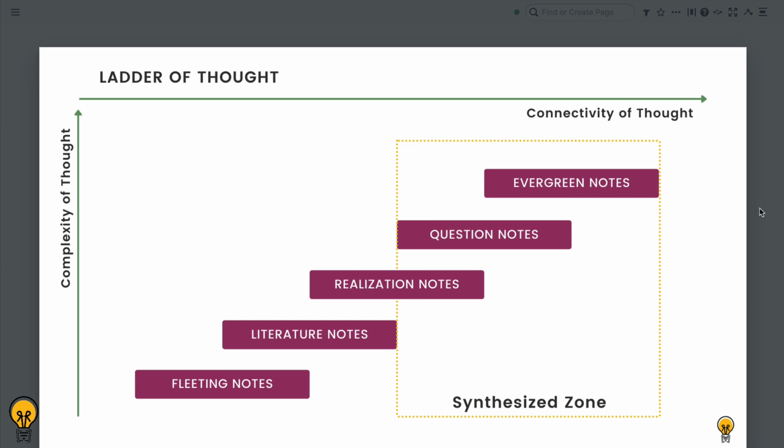So as we increase our complexity of thought, as we increase our connectivity of thought, as we step up through the different block types, we go into the synthesized zone until we reach synthesized notes, which are what I call the evergreen Z notes. You can print this out and keep it with you as we go through the rest of the lesson, because I think having it graphically represented in front of you may help.